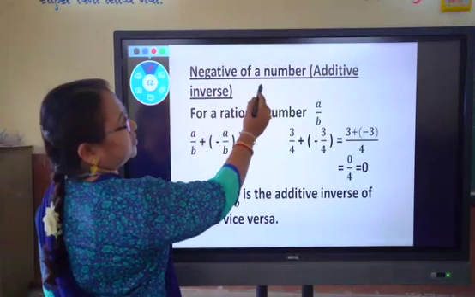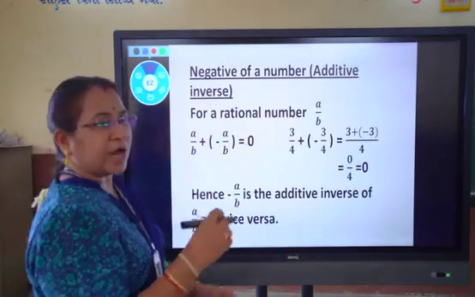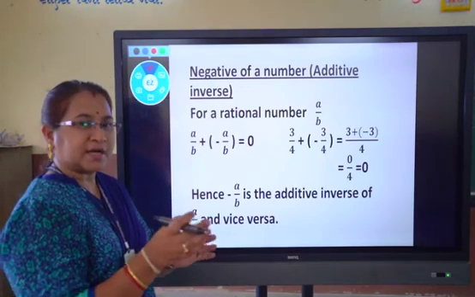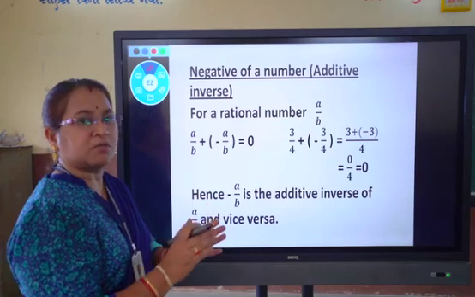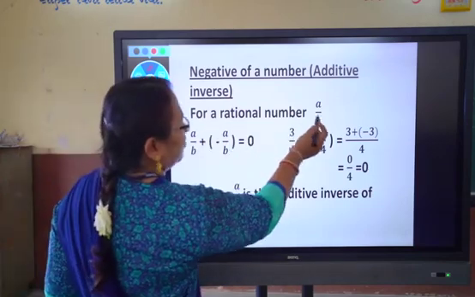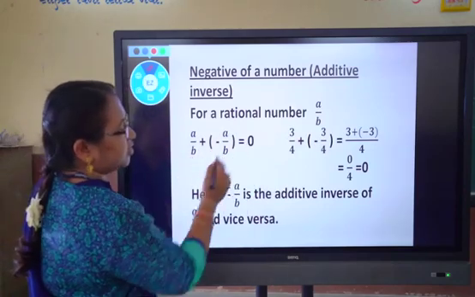Next we will discuss the negative of a number, which is also called the additive inverse. Now what does additive inverse mean? It means we have to find such a number that, when added to the given number, the answer becomes 0. So for a rational number a upon b, I have taken a upon b plus minus a upon b is 0.